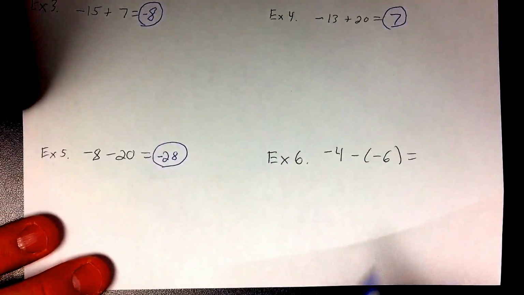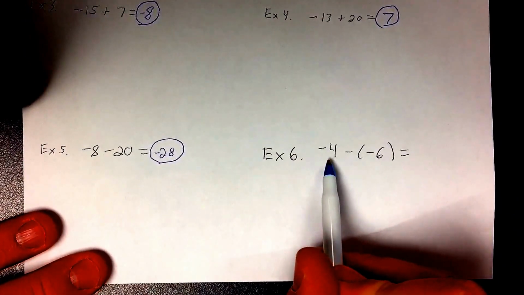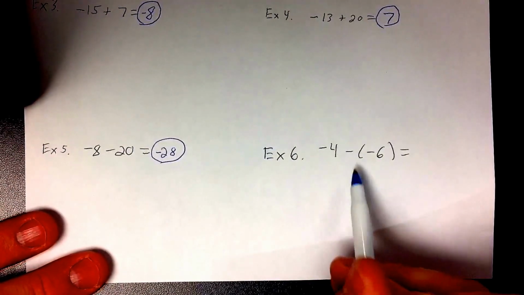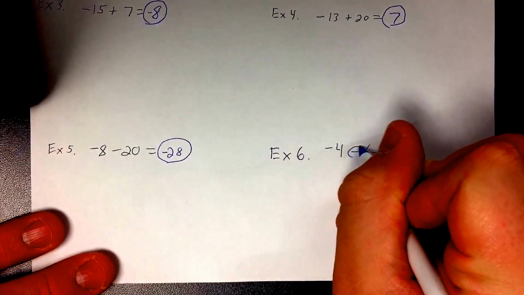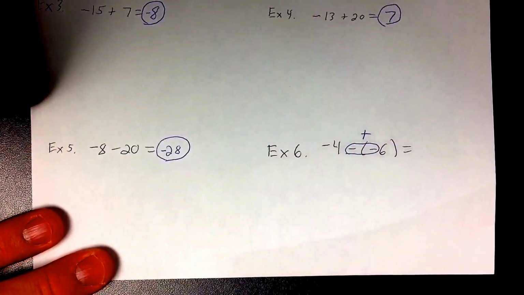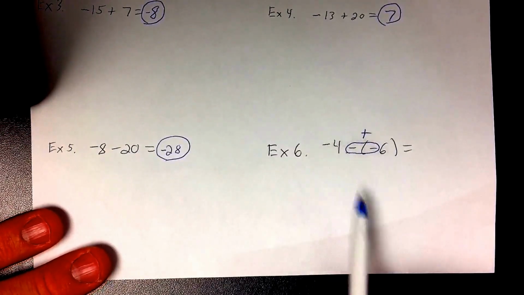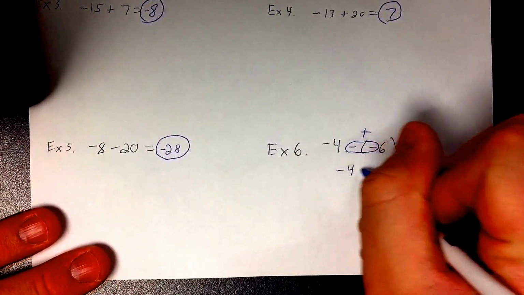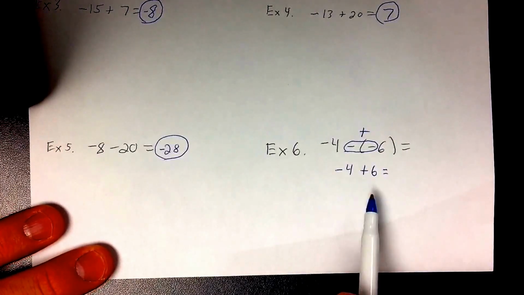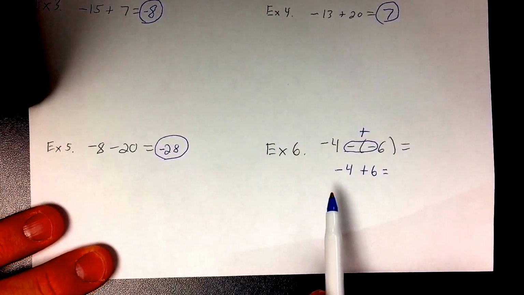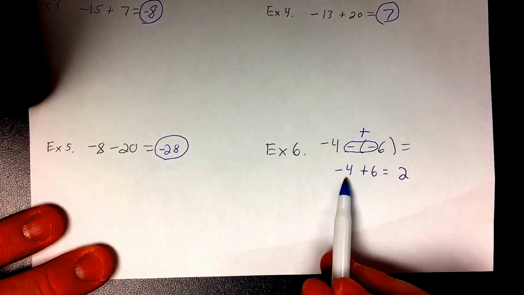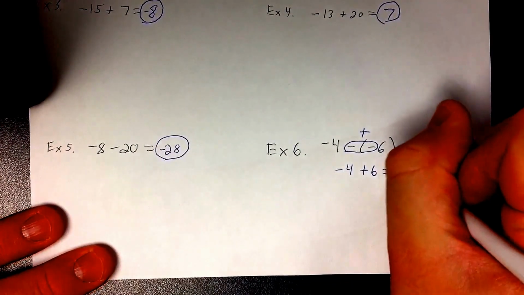Example 6, sometimes you'll have -4 minus -6, two negative signs in front of the same number. Anytime we have two negative signs next to each other, we make it a positive. So then this problem is now like -4 plus 6. Again, signs are different, so I subtract. 6 minus 4 is 2. 6 is bigger than 4 and the 6 is positive, so our answer is +2.